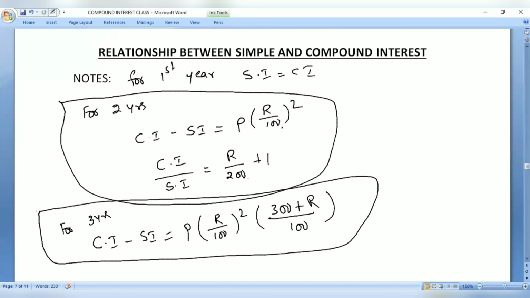So these are the two fundamental formulas that we need to understand before we go on to solve questions based on simple interest and the relationship between simple interest and compound interest. Okay, now let us solve a particular question based on this.